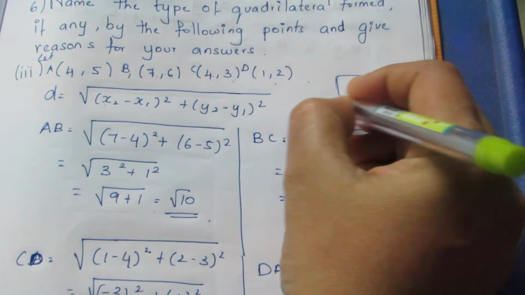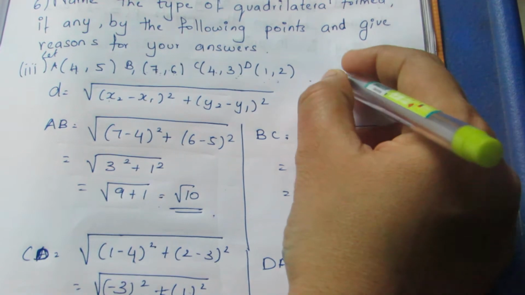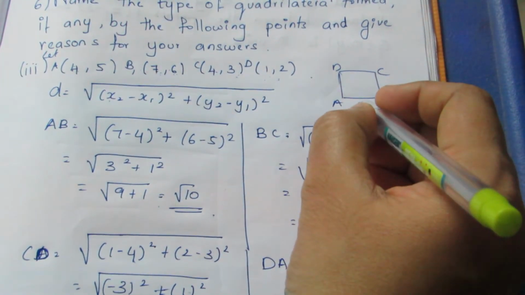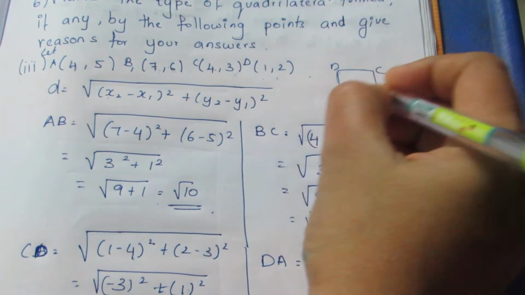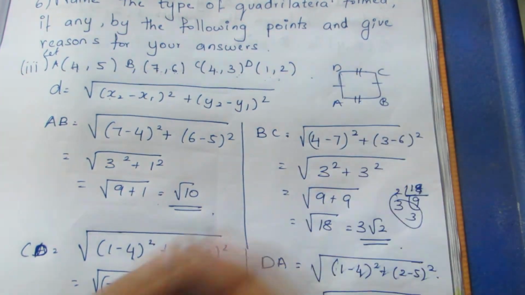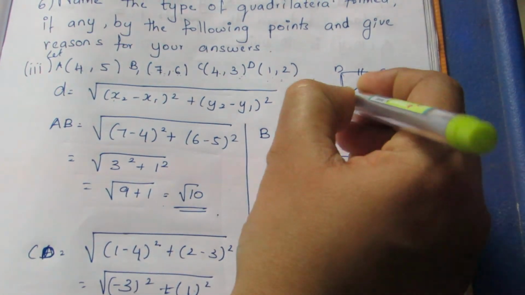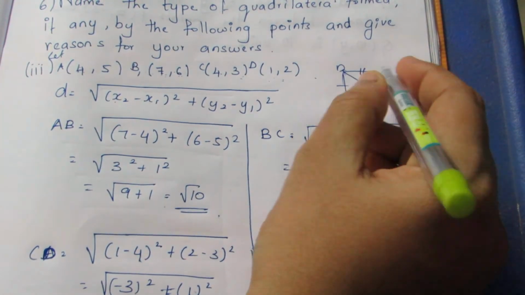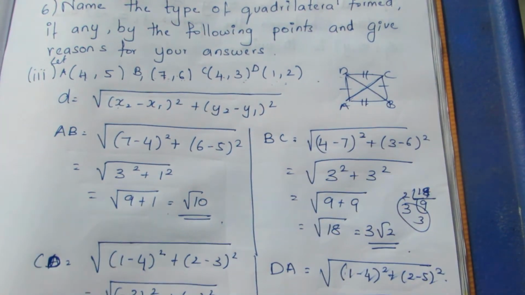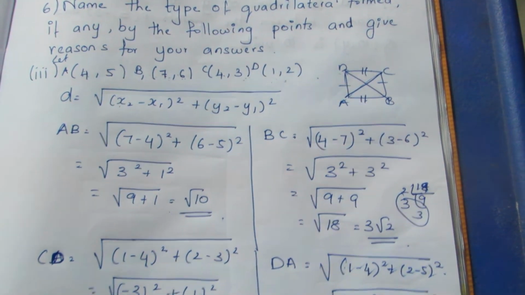In ABCD, we see that AB is root 10 and CD is also root 10. So these two sides are equal and these two sides are equal. If opposite sides are equal, it can be a parallelogram or it can be a rectangle. We need to find whether it is a parallelogram or a rectangle. For that reason, we need to find the diagonals. If the diagonals are equal, if AC is equal to BD, then it will form a rectangle. If not, it will be a parallelogram.